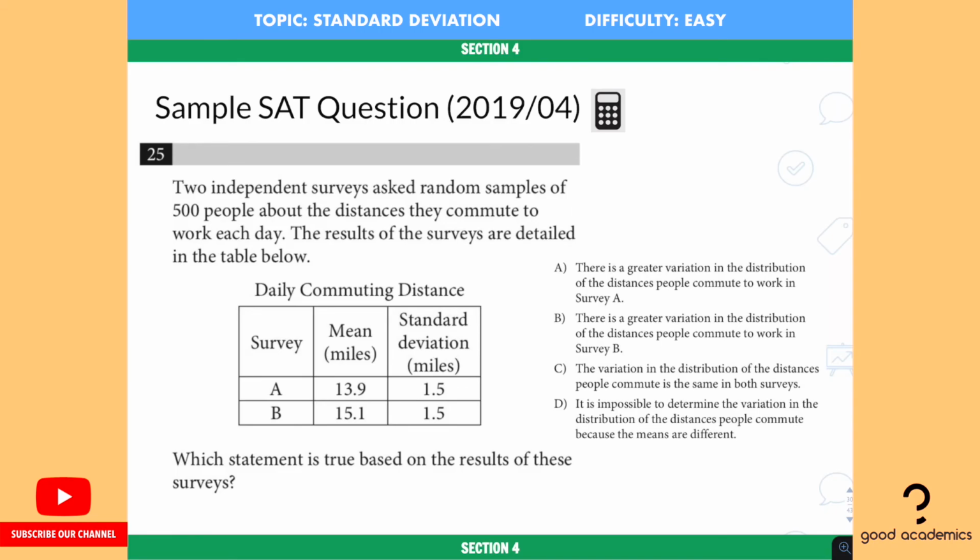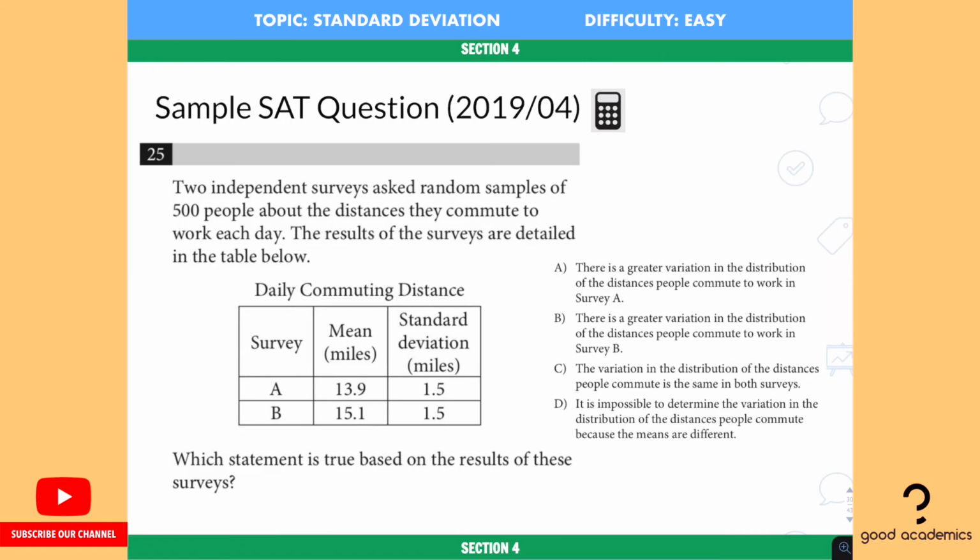Now, it talks about a survey being done to 500 people, surveying the distance they commute to work every single day. So you can see the table right here. There's a survey A, which is 13.9 miles for the mean, and then there's a word called standard deviation, which will be the focus of this question.